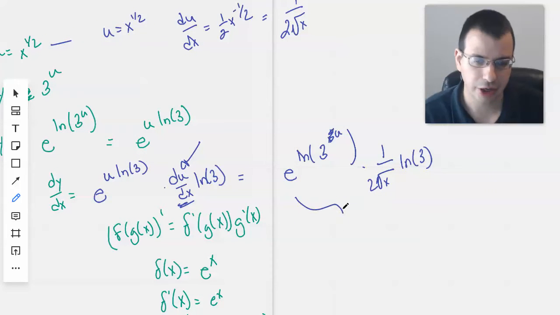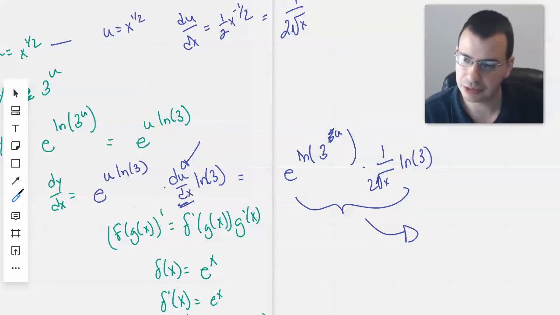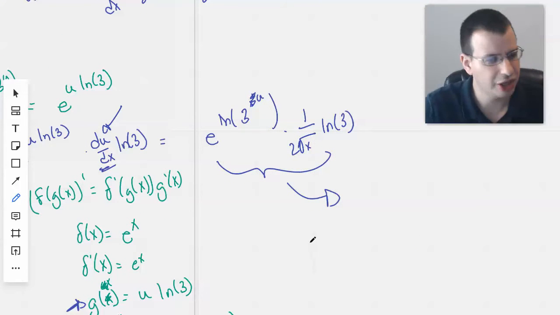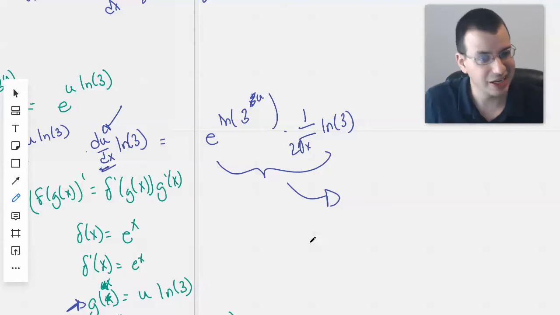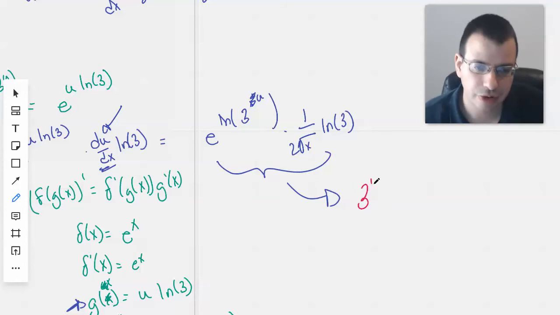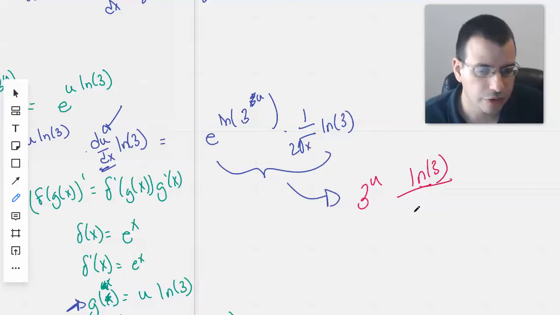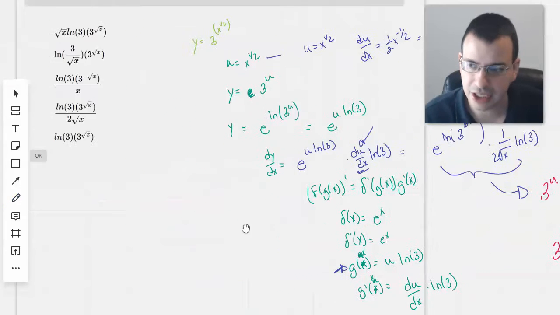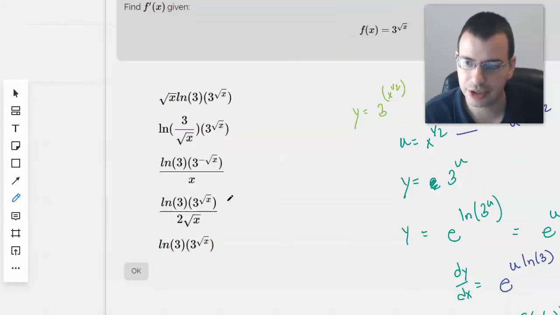I know it's so messy. I keep trying to clean up my work and it doesn't work. That's one of the reasons I change colors so often, so you can see the train of thought at least a little bit. So then we have 3 to the u times natural log of 3 over 2 square root of x, and this becomes 3 to the x to the 1/2 natural log of 3 over 2 square root of x.